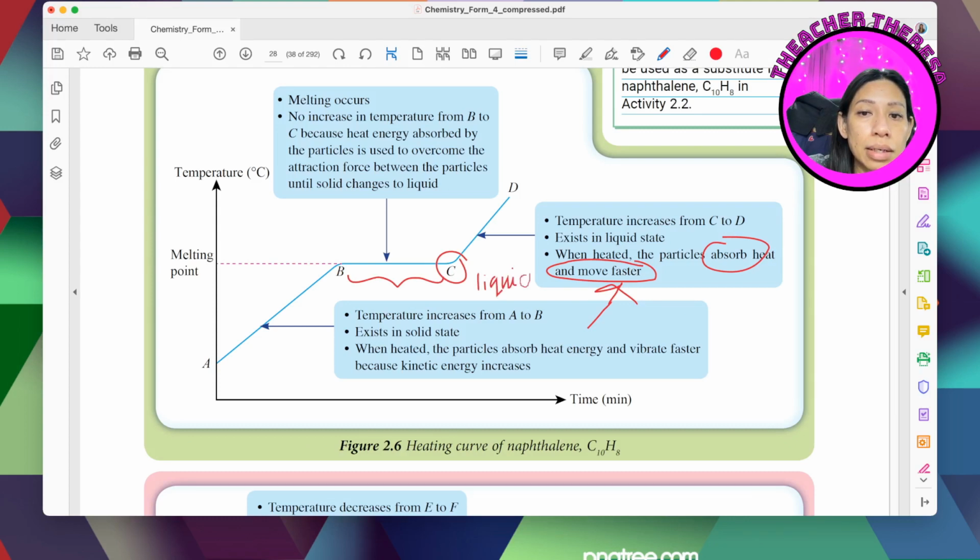Whereas in D, it is still in liquid form. But why does the temperature increase? Because when the heating process continues, the particles still absorb energy, and if you continue the process, of course the liquid will change to gas. So pay attention to the part of the graph where the temperature is constant, where the graph is horizontal. This part is where you get your melting point.